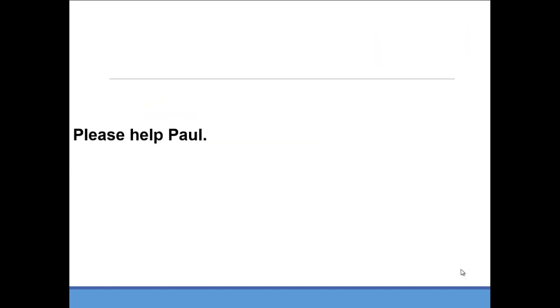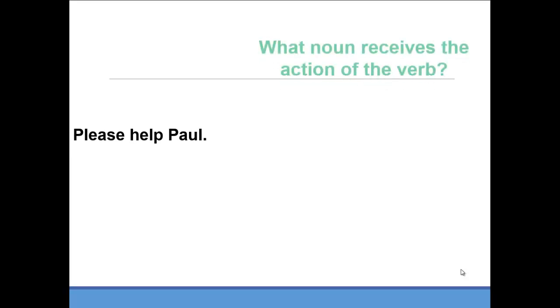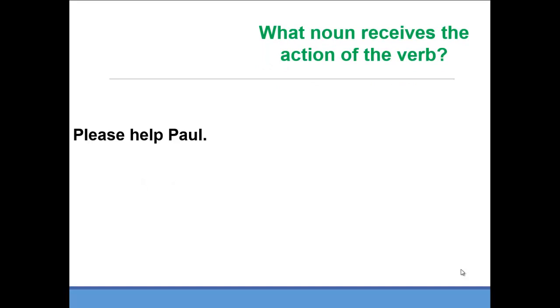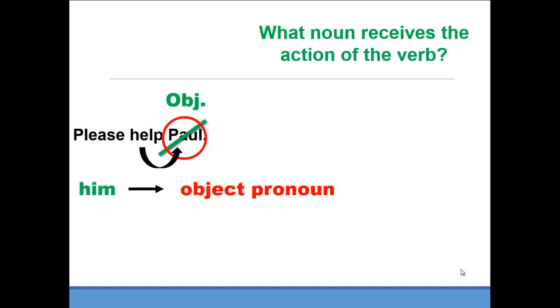Please help Paul. Whom are you supposed to help? Paul. So what noun receives the action of the verb? Paul. So Paul is the object. What word can we replace this object with? We can replace it with the pronoun him. So him is an object pronoun.